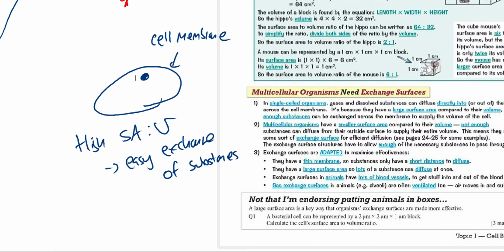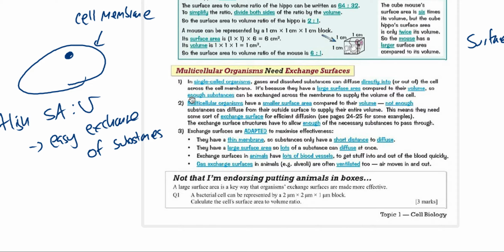The next one we've got then is multicellular organisms. Multicellular means made up of multiple cells, and they have a smaller surface area compared to their volume. So therefore, it struggles to get enough substances to supply the entire volume of the cell. So this means we need some sort of exchange surface for efficient diffusion, which we will look at in the next video. So the exchange surfaces have to allow enough of the necessary substances to pass through.